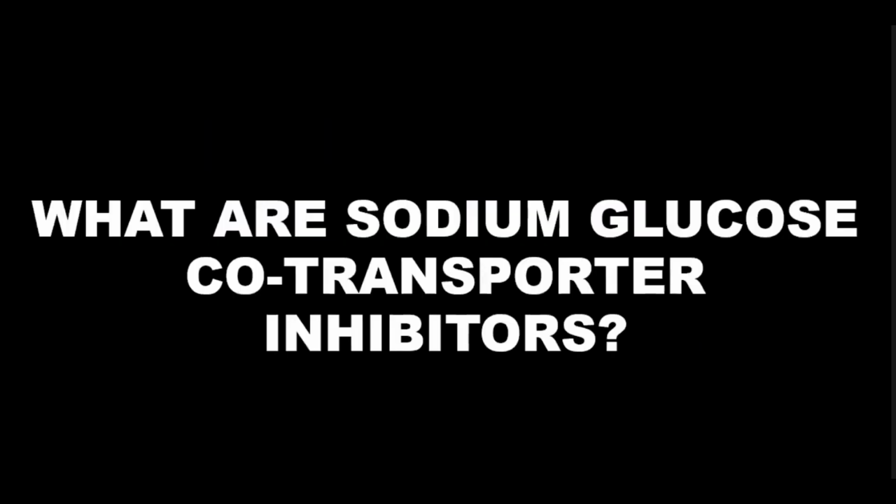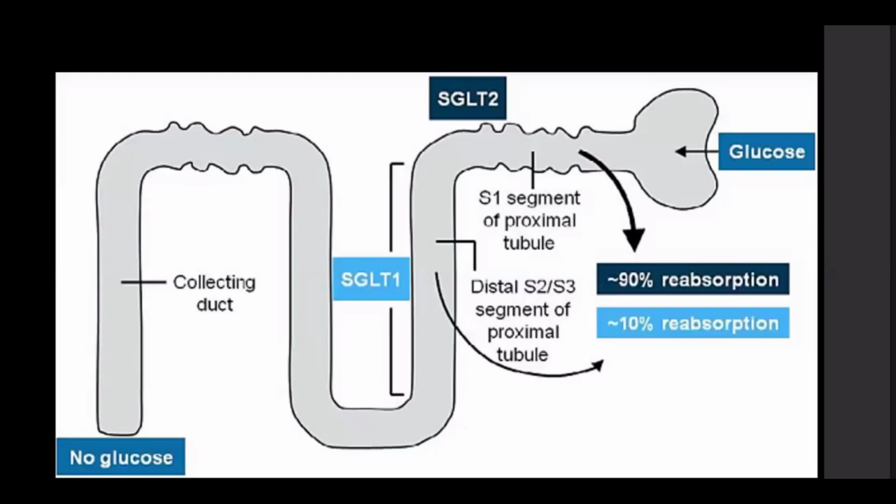So what are the SGLT2 inhibitors? This is the nephron, a structural cartoon diagram, and we all know that 90% of our sodium and glucose get reabsorbed by the proximal convoluted tubule. I do not know whether you can see my arrow or not. It will be very easy if you can see. So these are the proximal convoluted tubules, and we know the 90% reabsorption of sodium and glucose happens here.